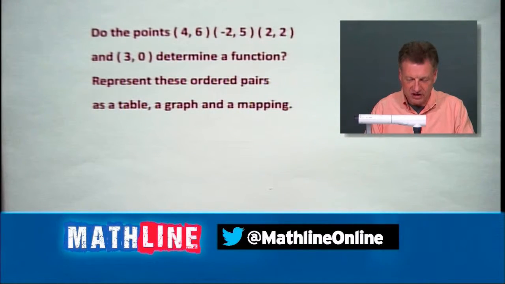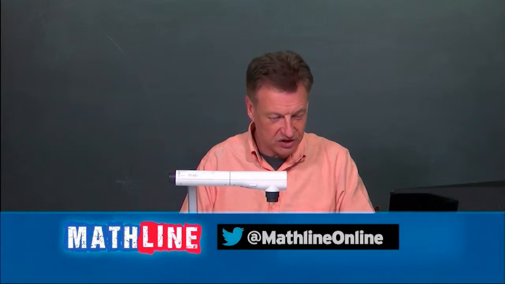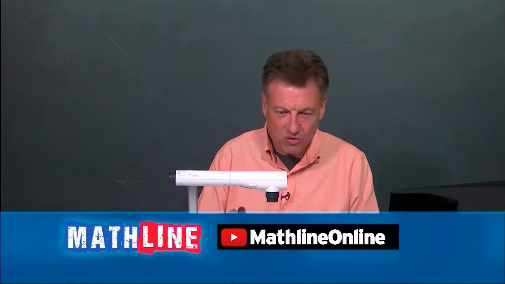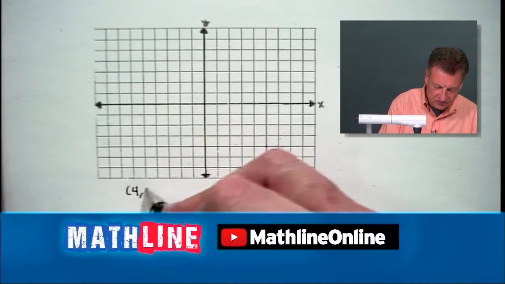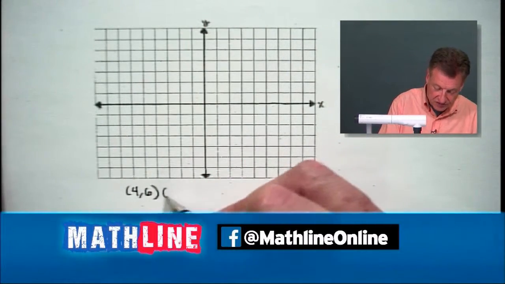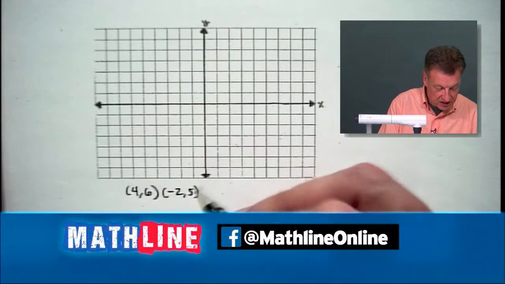Let me pull off here and let me get my graph going while you guys are working on yours. So we got the points, 4, 6. I also see -2 and 5. I've got 2, 2.